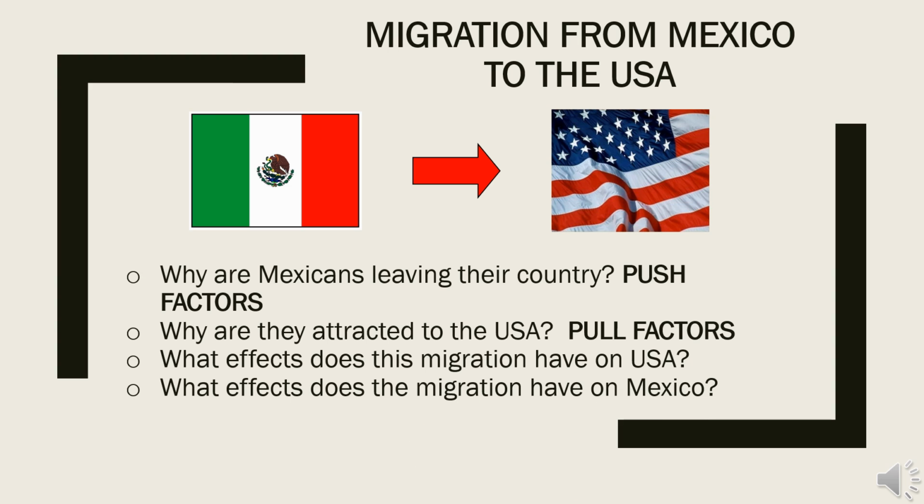Hello everyone. In this case study we're going to be looking at migration from Mexico to the United States of America. We're going to be looking at 4 factors. We're going to be looking at why are Mexicans leaving their country, the push factors. Secondly, we're going to be looking at why are they attracted to the United States of America, the pull factors. Thirdly, what effects does this migration have on the United States of America? And finally, what effects does the migration have on Mexico itself?